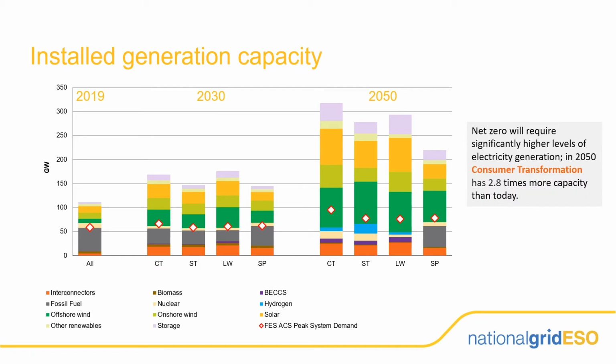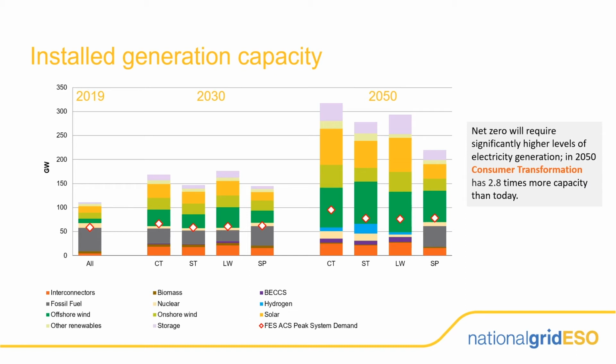This brings us to the first of our key messages, which is that net zero will require significantly higher levels of electricity generation. And in fact, in 2050, consumer transformation has 2.8 times more capacity than today. Now, those of you that have been to a FES session like this before will know that this is where we tend to move on to the next slide. However, that's not the case this year.